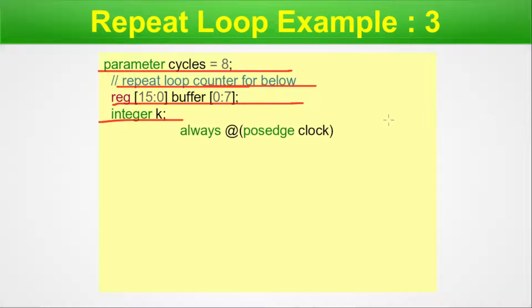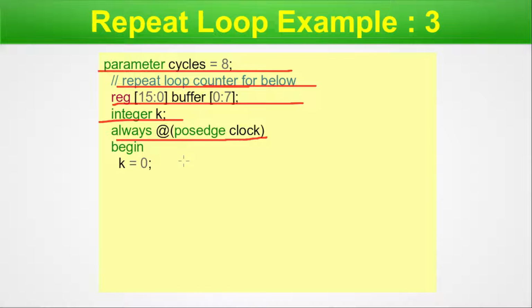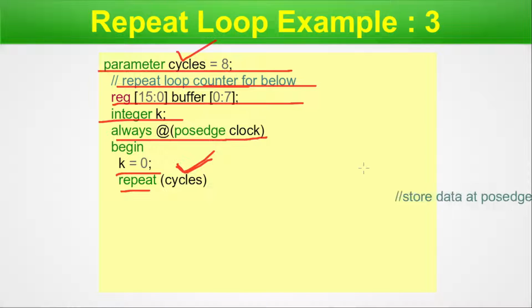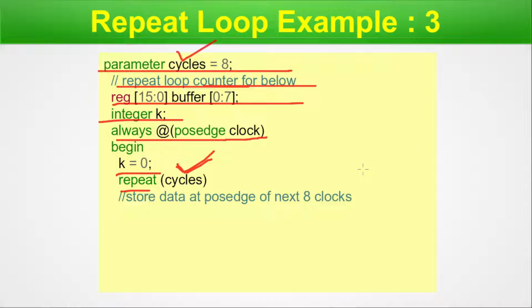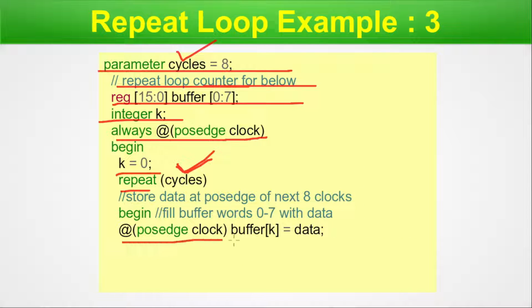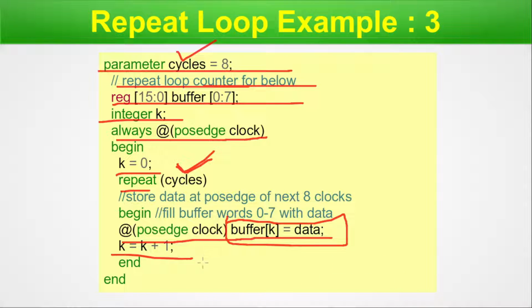We have an integer, and we have always @(posedge clock), and then we have the begin and k equal to 0, and we have repeat, then cycles. So here we have defined cycles, and here we have used it, and here we store data at the posedge of the next 8 clocks, and here we begin. So here we have our @(posedge clock). We have the statement where we are storing the data. We have k equal to k plus 1 and end, and then we have the end. So this end ends the repeat, and this end ends the always.